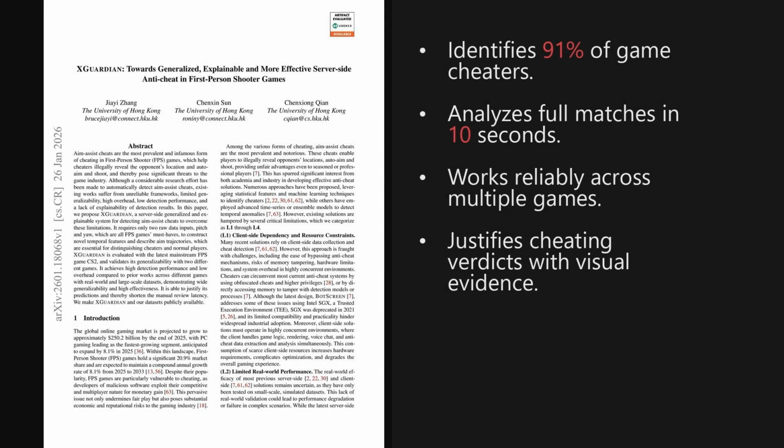Wrapping up, 2 takeaways stand out. XGuardian proves that using universal inputs like pitch and yaw allows a single system to protect multiple games efficiently. Furthermore, by making AI decisions explainable, it bridges the gap between automated detection and human verification, ensuring fairness in a massive industry.